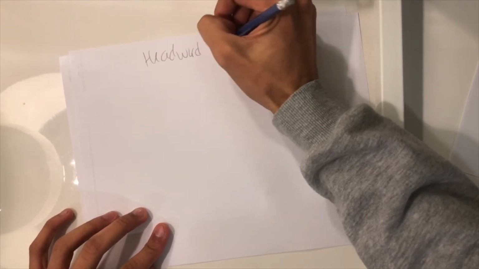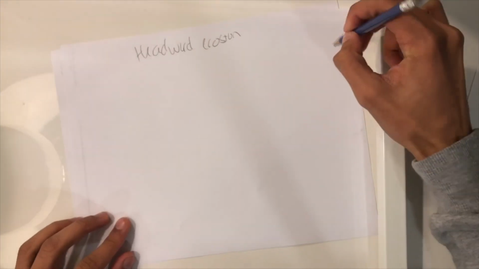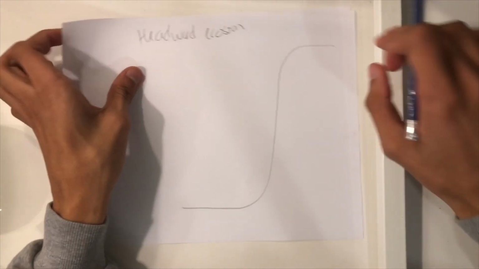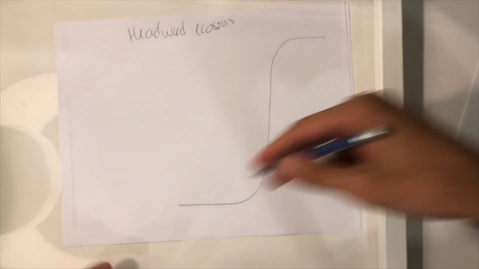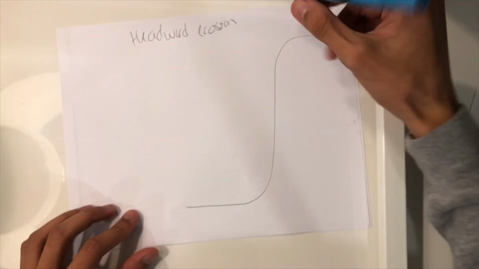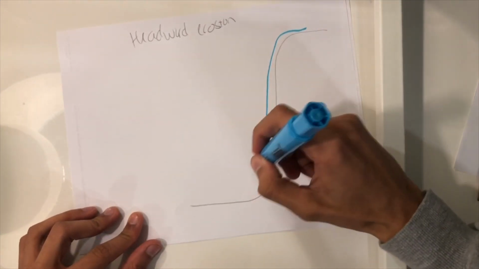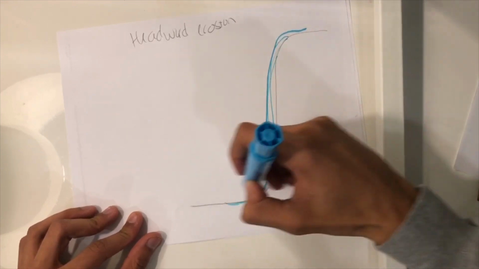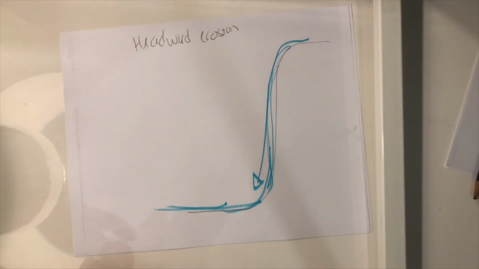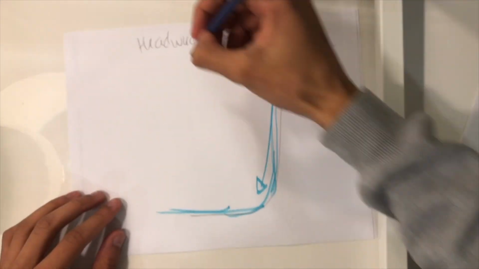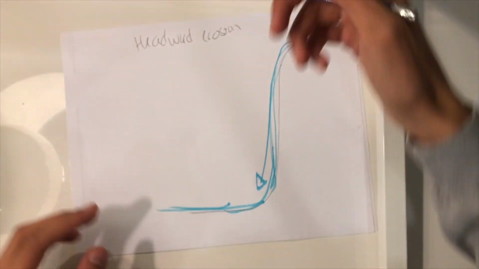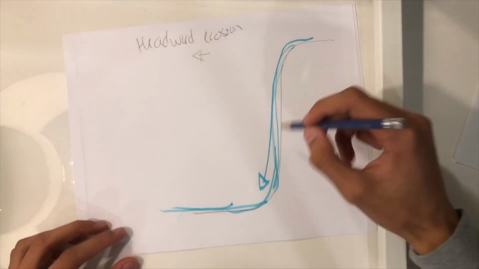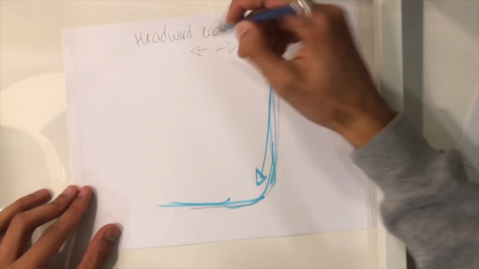Headward erosion. So we have our waterfall right here. As you can see in the video, we had that massive waterfall. Let's just say this is the shape of it. And then the water is coming down this direction and it's flowing into wherever it goes. Headward erosion is not going forward as you'd think. You'd think it'd be going away from the waterfall, but it's actually going to the waterfall.